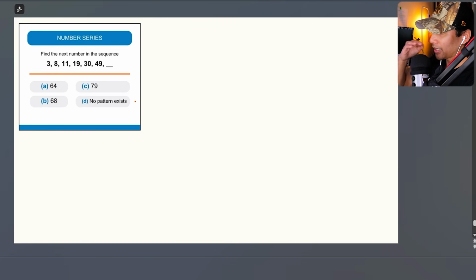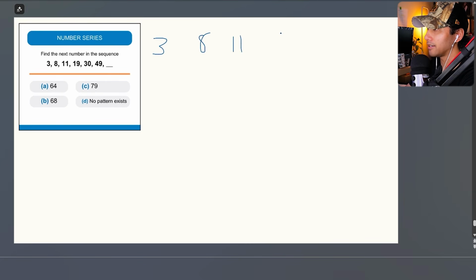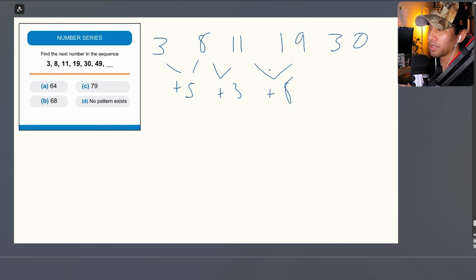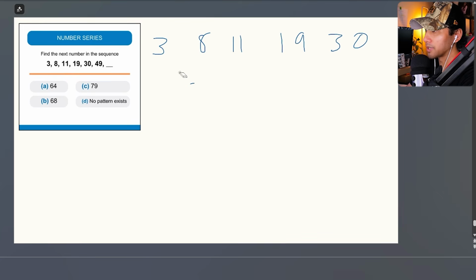What I would do normally is find the difference between the numbers, right? I would rewrite it like 3, 8, 11, 19, 30, and I'm not going to write 49, right? I would be like, oh, okay, 3 to 8 plus 5, 8 to 11 plus 3, 11 to 19 plus 8. I would do something like that, right? But then that wouldn't work, because I would already identify what's going on, which is this is what's going on. And I don't even need to write everything down.